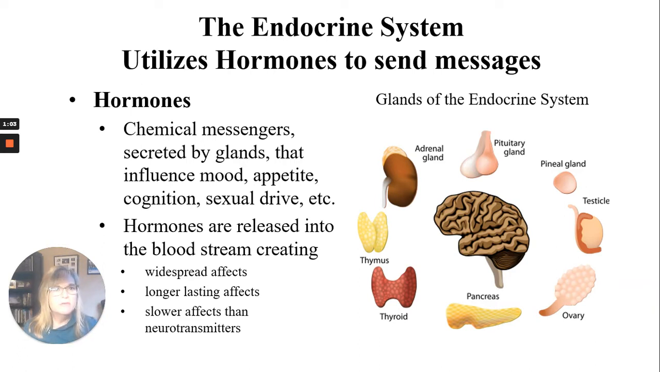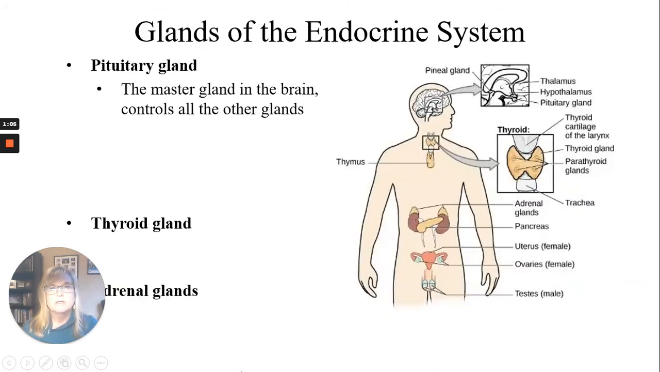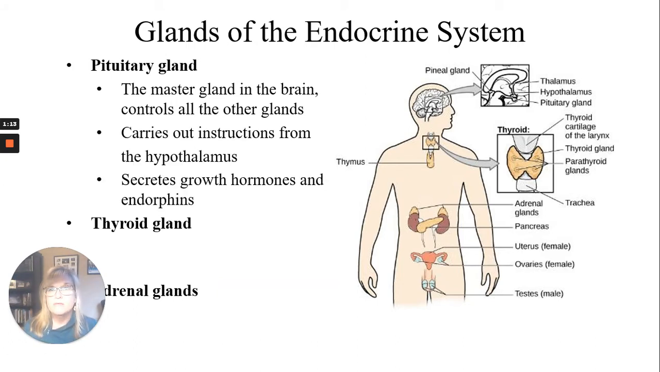So there are about 7 different glands in the endocrine system, and we're going to talk a little bit about each of them. The pituitary gland is the master gland in the brain. It controls all of the other glands. It gets instructions from the hypothalamus, and it carries out those instructions from the hypothalamus. It secretes growth hormones and endorphins as well.